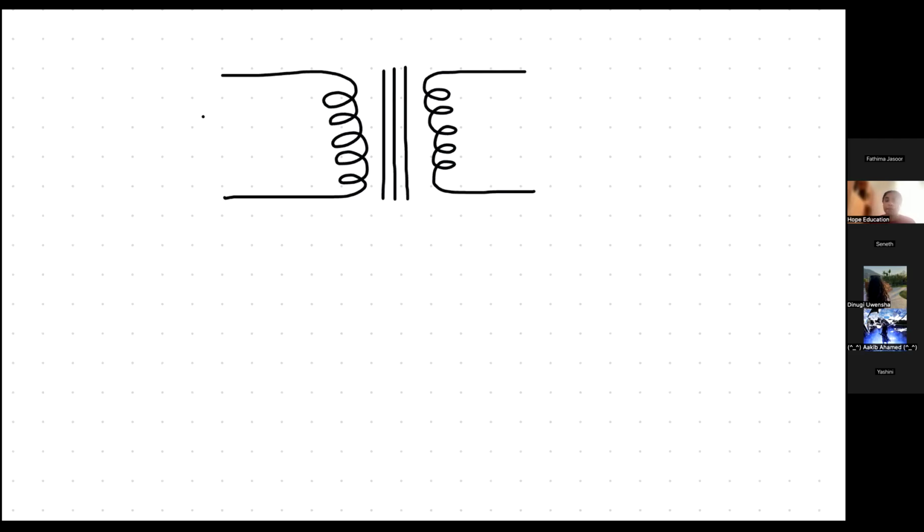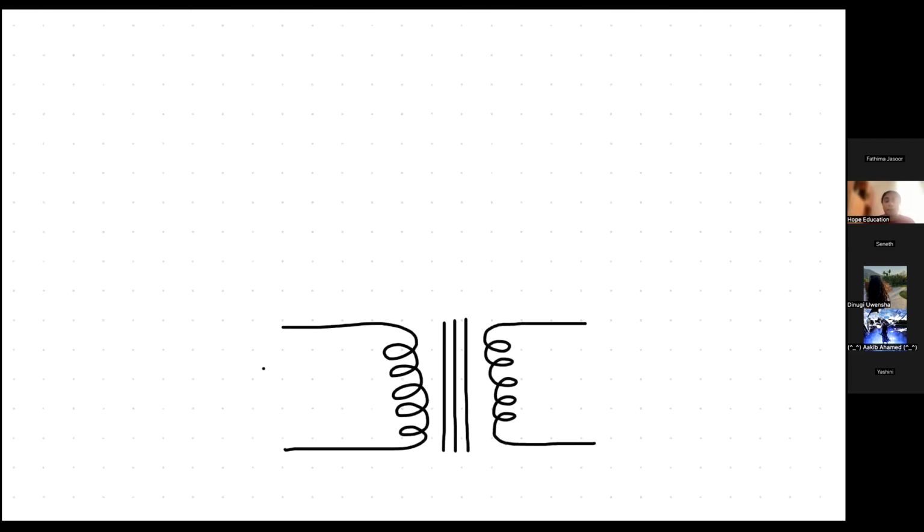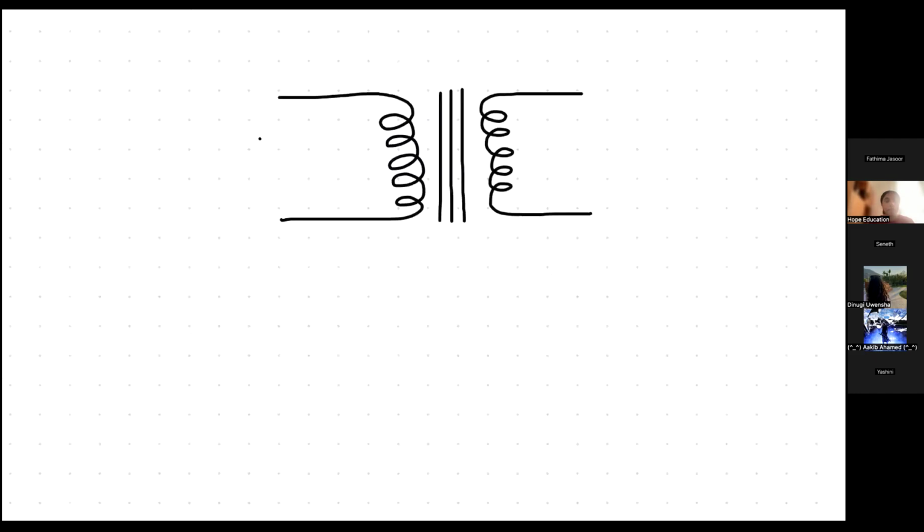Now a proper transformer looks like this. Let me insert it to the whiteboard. We learned earlier how a transformer works, but that was just to understand the concept. So an actual transformer is constructed like this. As usual we have one coil, that is one circuit, circuit 1, right?